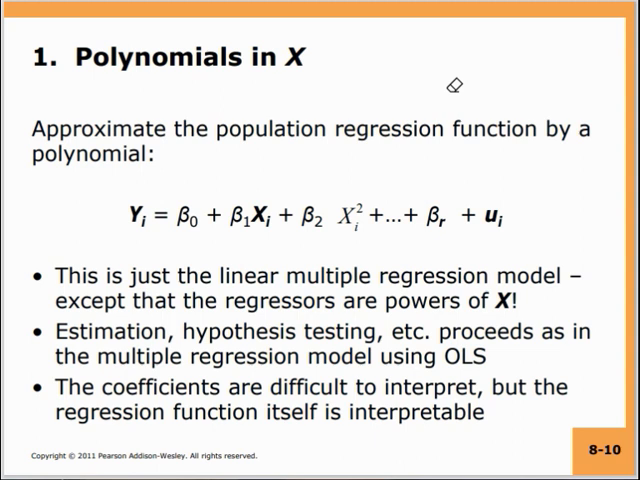So estimation, hypothesis testing, etc. proceed in the same way as in the multiple regression model using OLS. The coefficients, that is the meaning of beta 1 and beta 2, are difficult to interpret by themselves, but the regression function itself is interpretable.